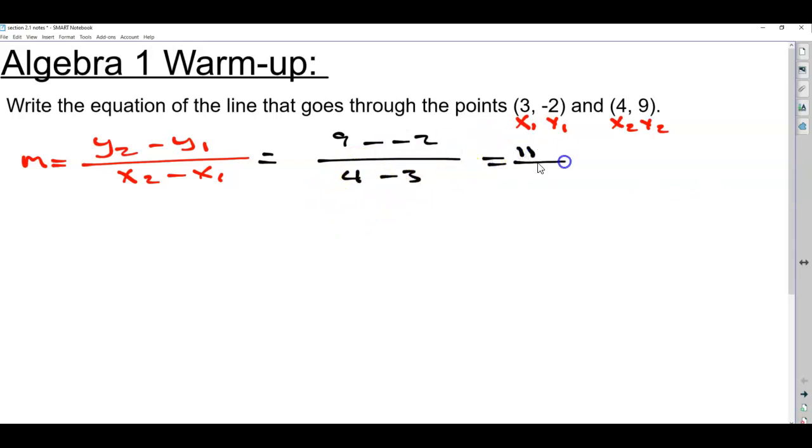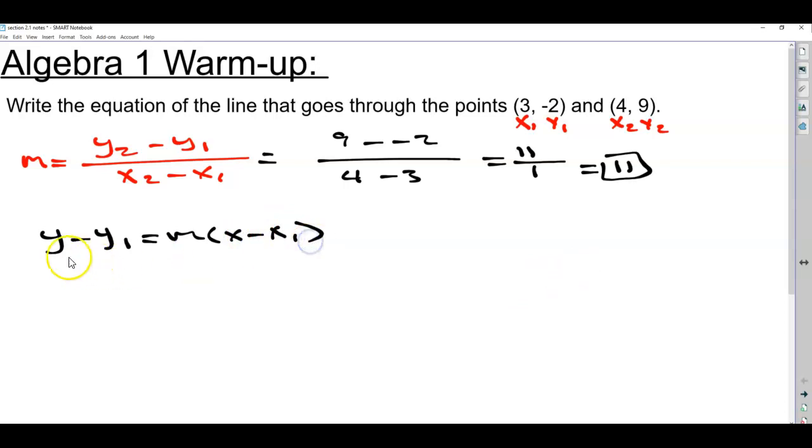Subtraction of a negative. We end up with 11. And then I want to write the equation of the line that goes through that. We're going to be doing this today, except we're going to call it a tangent line. I am going to strongly recommend you use the point slope formula. You will definitely benefit from using that as we go along here.